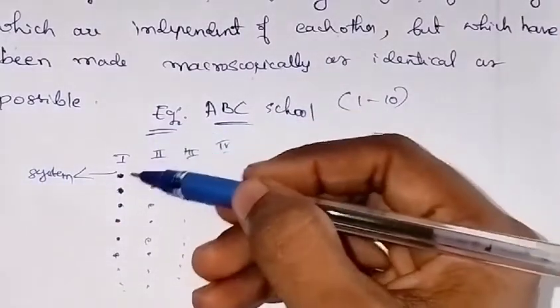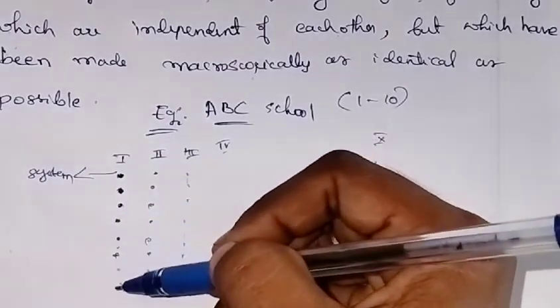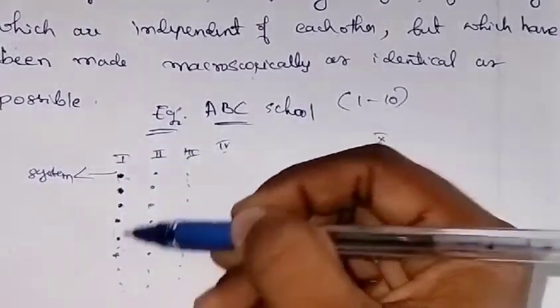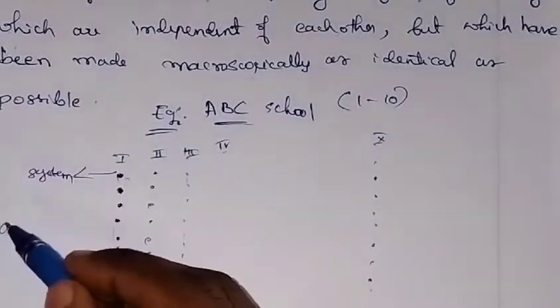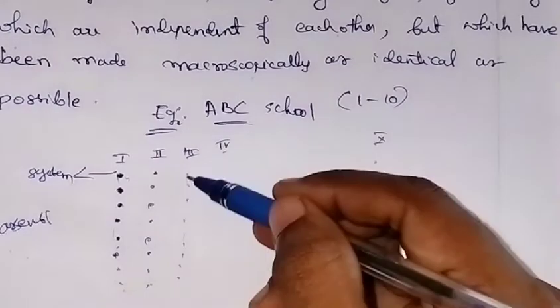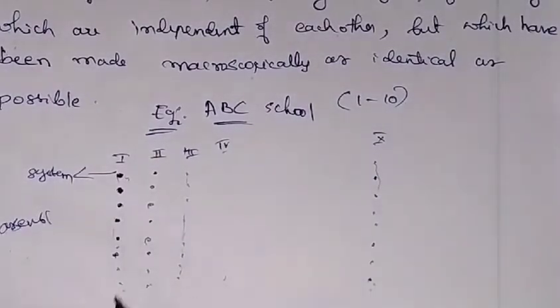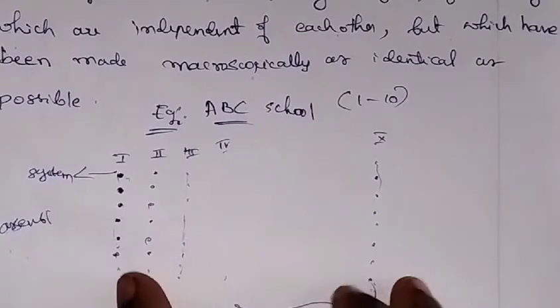Now you can see that there are many students, or a collection of the system, right? So this row is called as what? Assembly. This row is also called an assembly. This is another assembly, this is another assembly, and this is another assembly. So you can see there are many assemblies, right? There are 10 assemblies here.